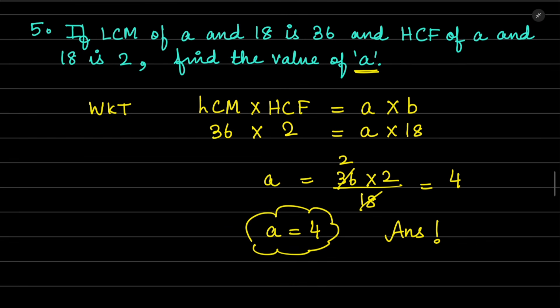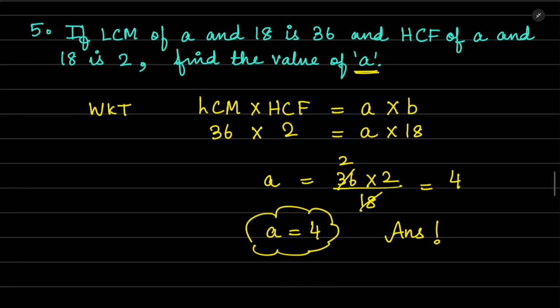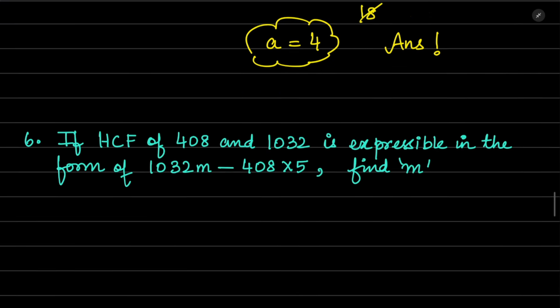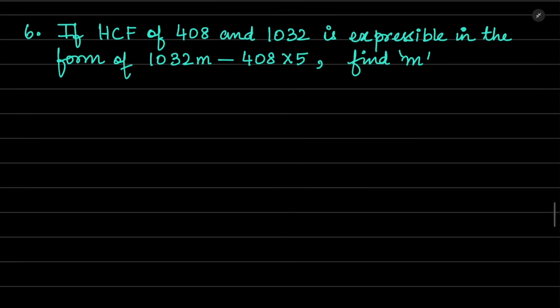Do pause the video and please make sure that you are also able to solve it independently. Okay, let's move on to the last question of today's video. The question is, if HCF of 408 and 1032 is expressible in the form of 1032n minus 408 into 5, then find n.